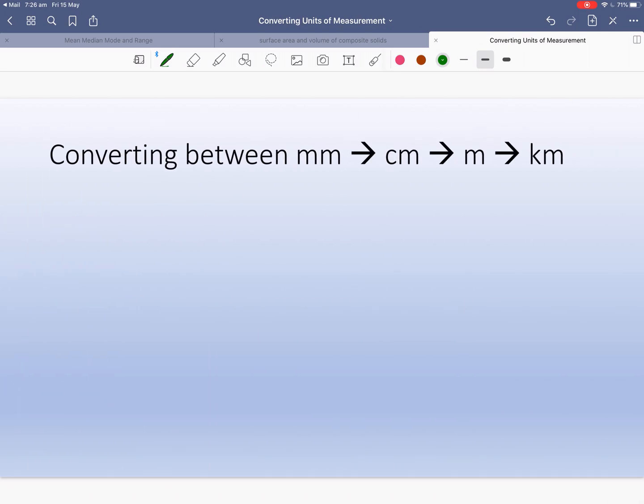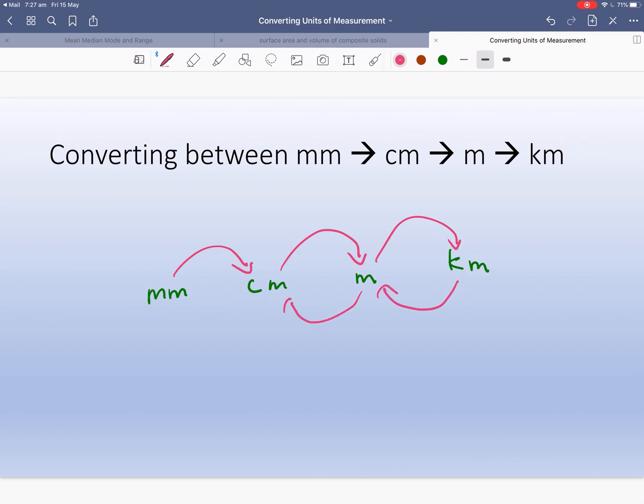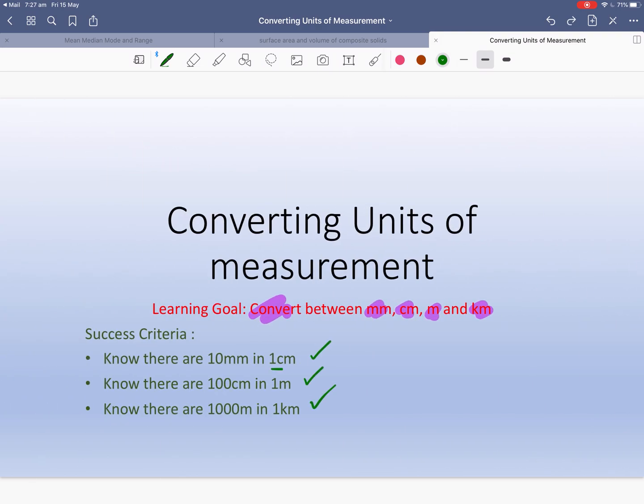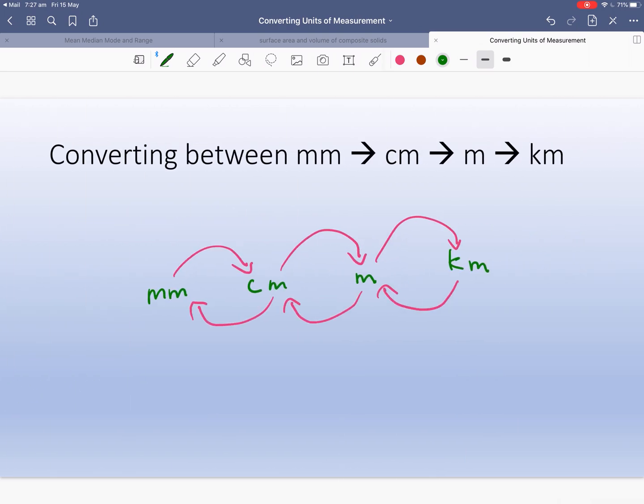So we're going to convert between millimetres, centimetres, metres and kilometres. We use a little flow chart, so we'll put millimetres, centimetres, metres and kilometres. Now, how many to get 1 centimetre? 1 centimetre, our success criteria, is the same as 10 millimetres. So, to go this way, I've got to multiply by 10.